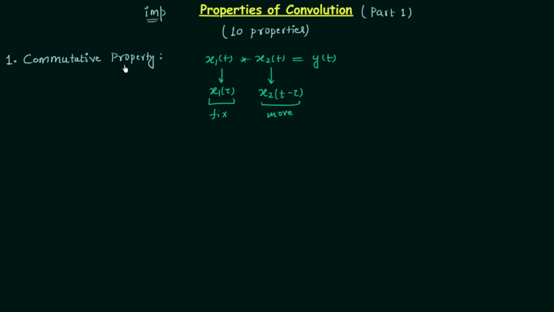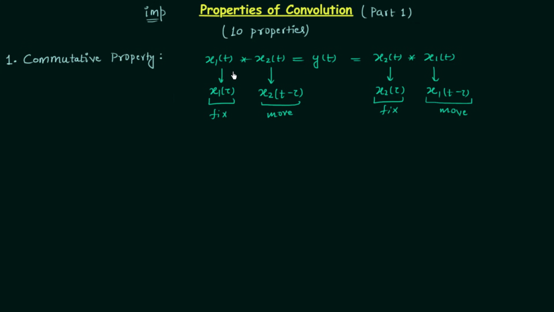Now according to commutative property, we will get the same signal if we convolute x2(t) and x1(t). This means here we are obtaining x2(tau) and then we are fixing it, and x1(tau) is converted to x1(t minus tau). We already know the process to obtain x2(tau) and x1(t minus tau). If you don't know, you may watch the previous lecture, and this time we will move x1(t minus tau). So you can see the difference between this convolution and this convolution.